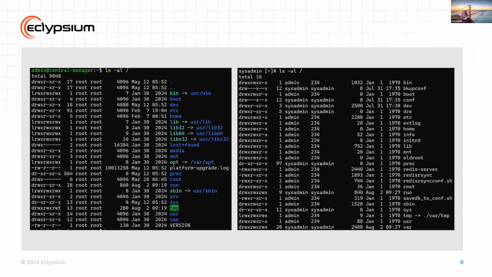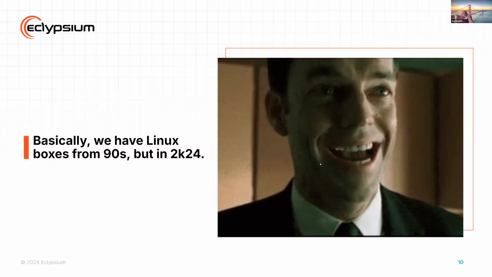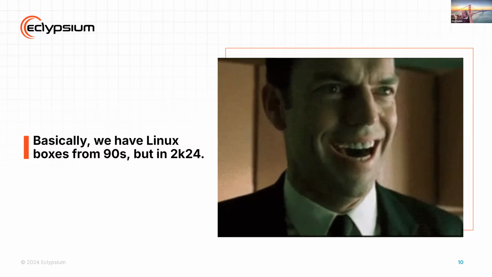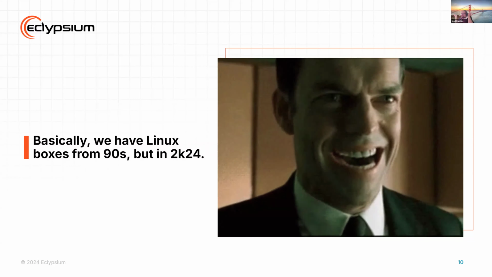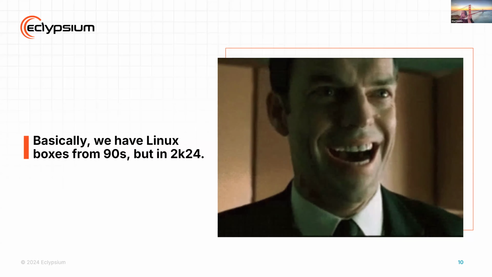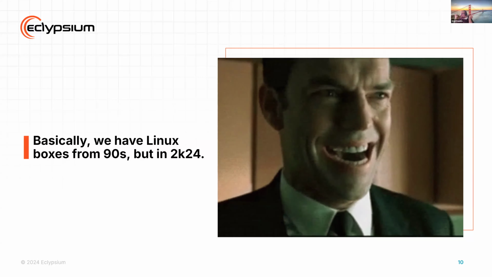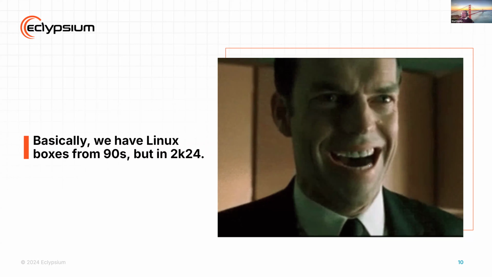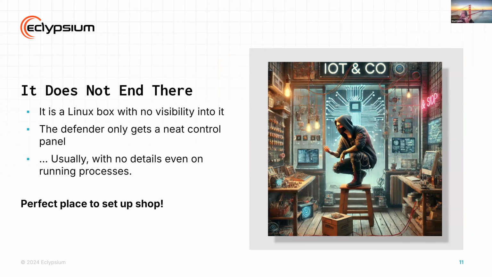Okay, so summing up. Basically, we have Linux boxes from the 90s, but in 2024, right? I mean, with about the same level of protections, about the same level of vulnerabilities. Attackers do love that because they can sit there for a long time, being invisible and all of that stuff. And it's a Linux box for which the administrator gets no visibility whatsoever, because normally you don't even get the full shell. The defender only gets a neat control panel.